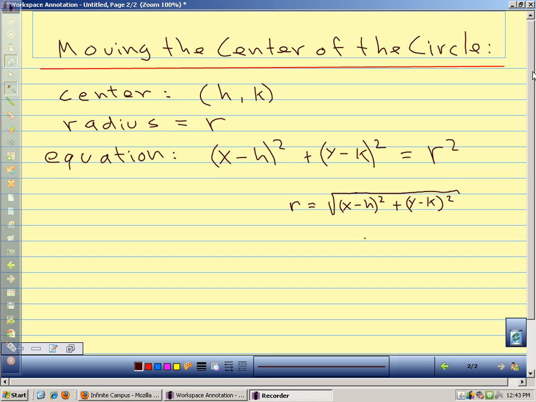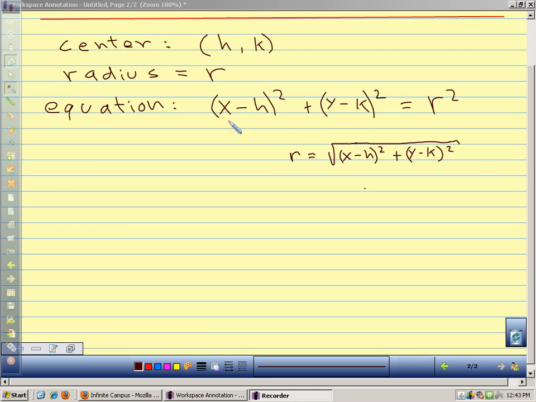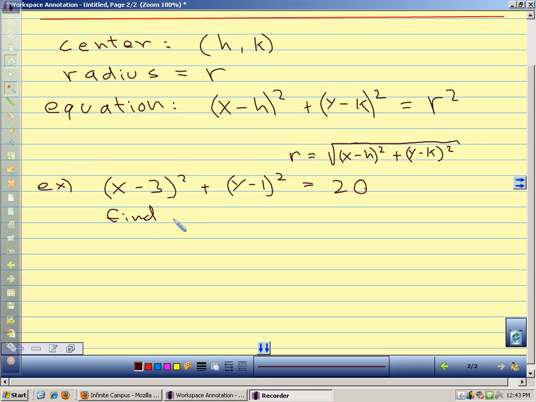All right, so let's look at a couple of examples when the center of our circle is moved. Working with the equation of circles is really easy. Let's say we have our equation (x minus 3) squared plus (y minus 1) squared equals 20. And we want to find the center and the radius.